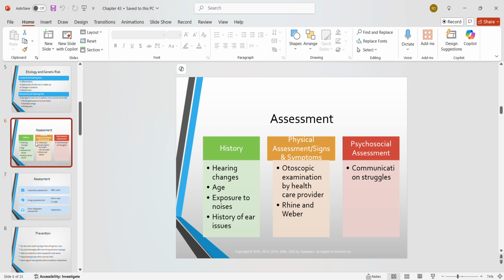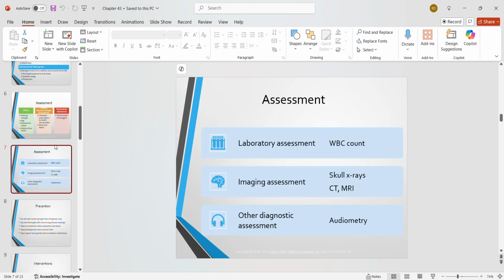And then it talks about the assessment. A hearing acuity screen is a basic test designed to quickly assess how well someone hears different sounds. It's a preliminary check, not a comprehensive diagnostic test. The goal is to identify individuals who might have hearing loss and those that need further evaluation.